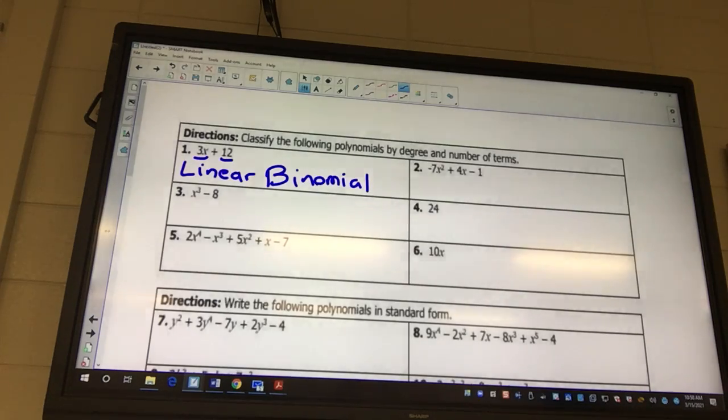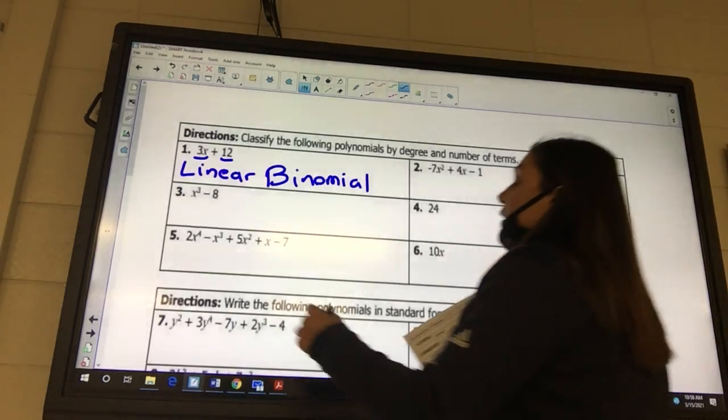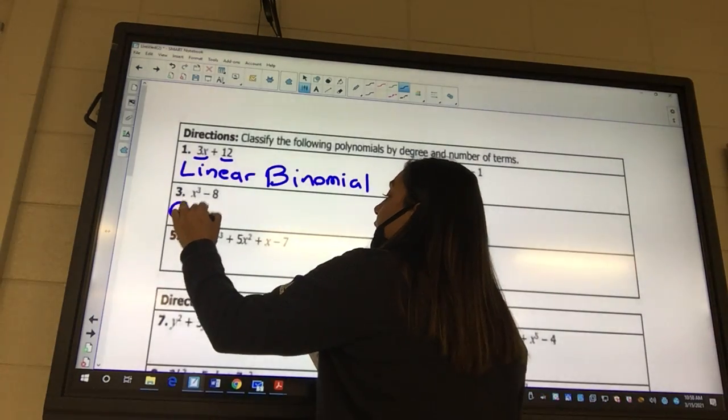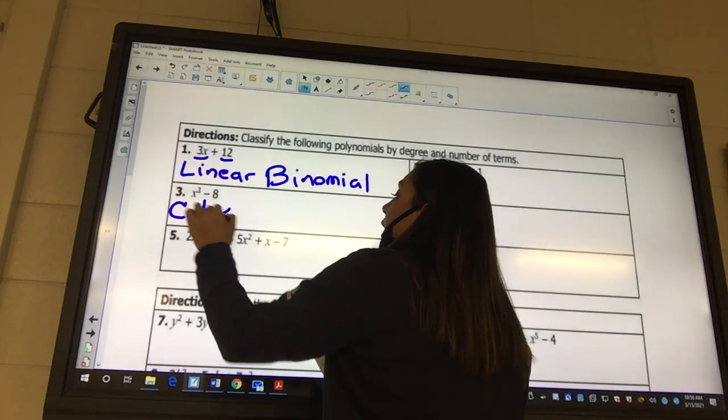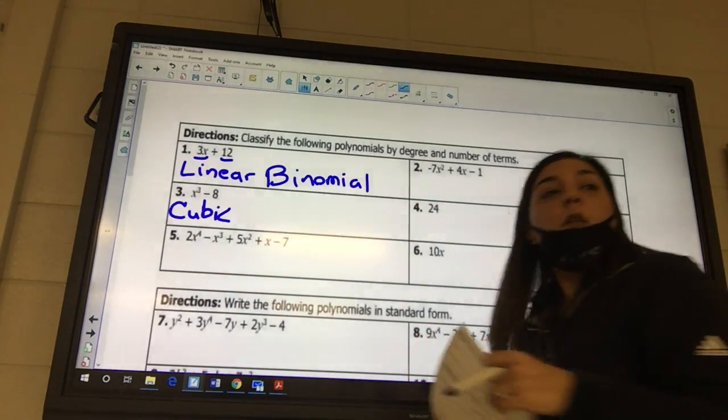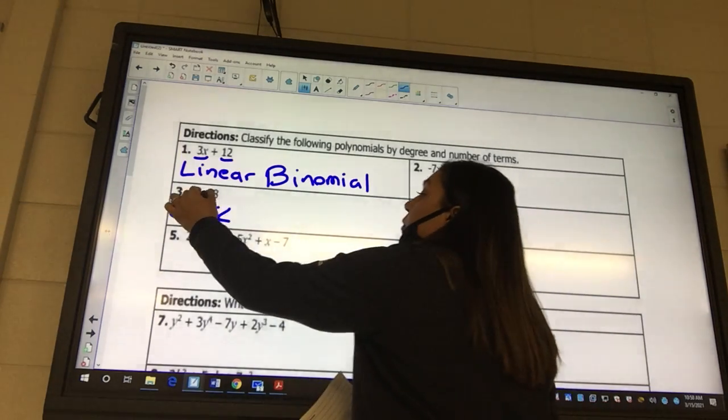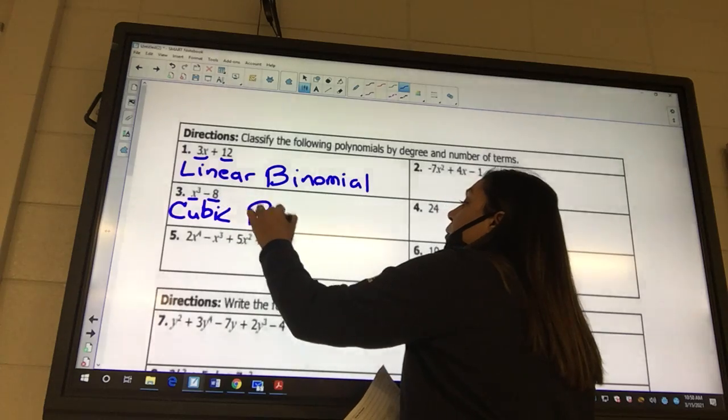Okay, what about the next one? What's the highest exponent? 3. It's going to be to the third, so the degree is going to be 3. So it's going to be a cubic. Binomial. There are 2 pieces, 1, 2, so it's going to be a binomial.